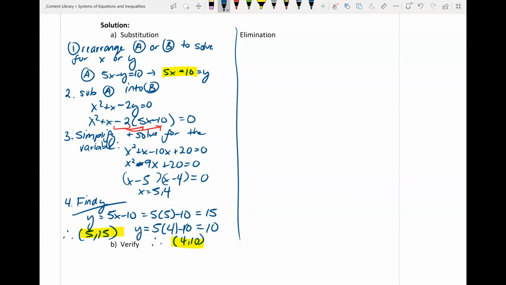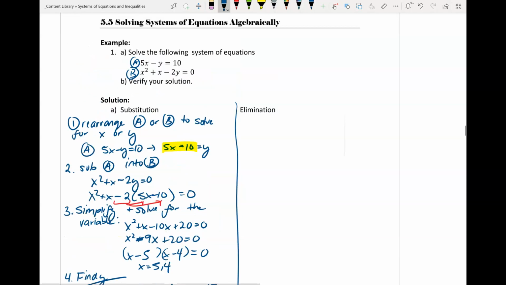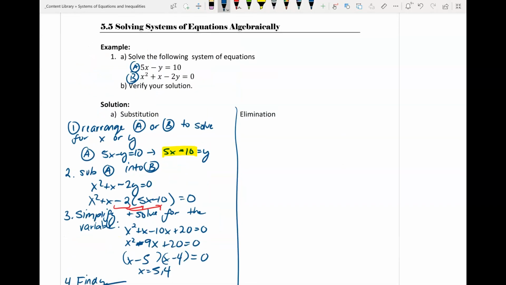Another method is called elimination. So our goal here is to eliminate one of our terms so that all we have to solve for is just y or just x. And usually you want to stack them on top of each other so we can eliminate one or the other. So I'm just going to write a note. So we want to remove a variable. In this case, let's just remove y.